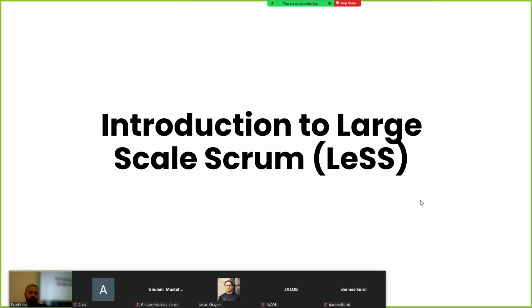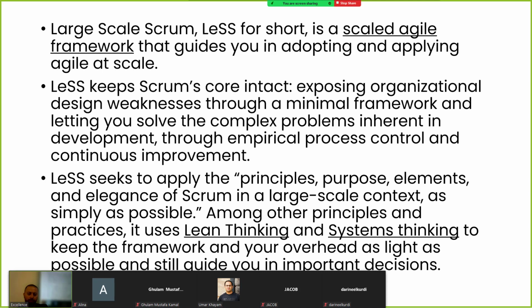I just made it on a mobile because I don't have a laptop with me now, so maybe it's not a good graphical design. Large Scale Scrum, for short, we can say LeSS.